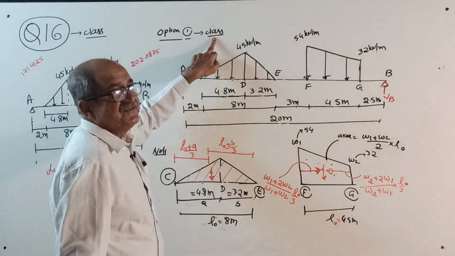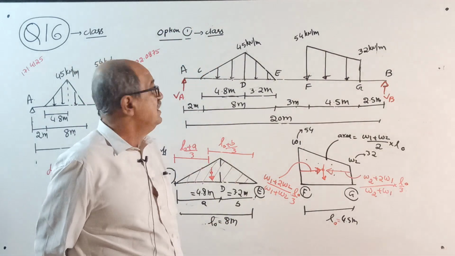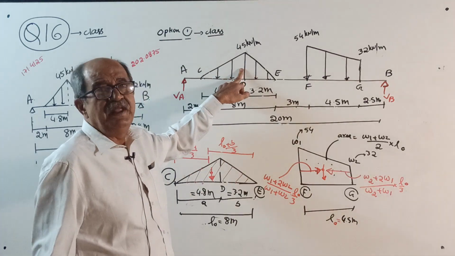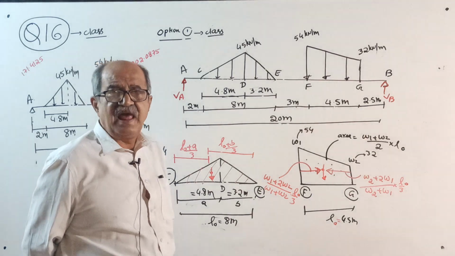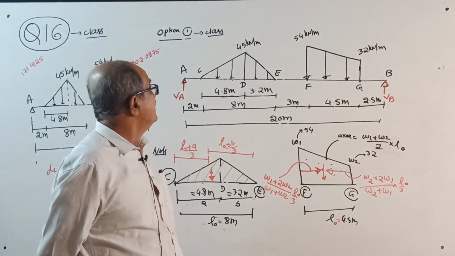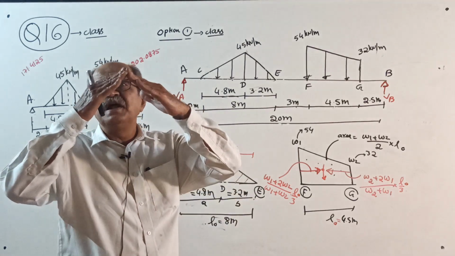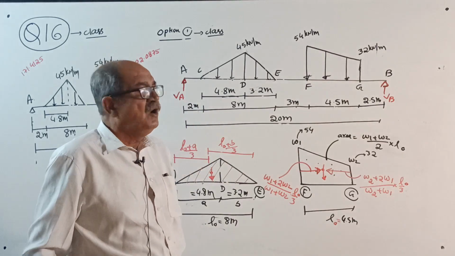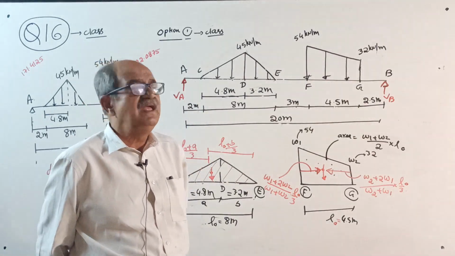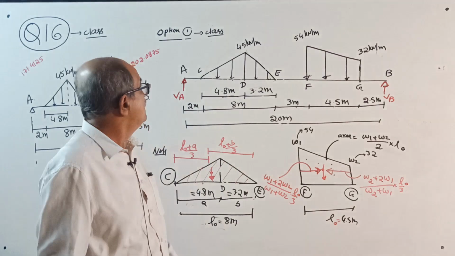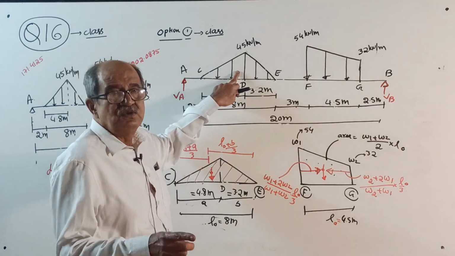Option 1. This is a uniformly varying load represented by a triangle in general. You are very happy if it is an isosceles triangle, because the resultant load directly comes to the center. Or a right-angle triangle, again you are happy, either 1/3 or 2/3. But with this type of triangle, be careful.